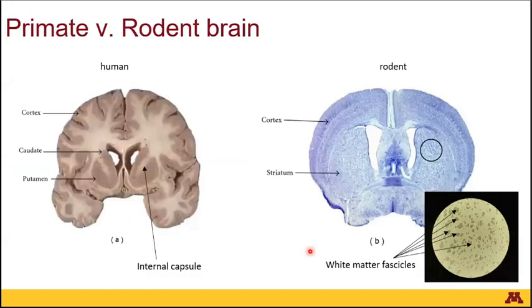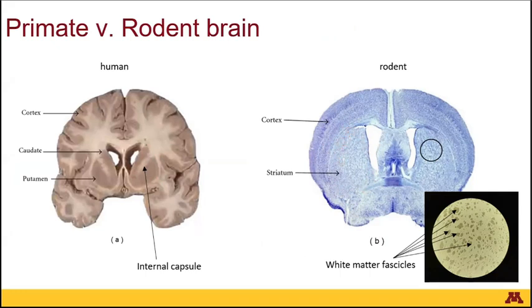In humans, the striatum is separated into the caudate and the putamen, and they are separated by the internal capsule, which is a bundle of white matter traveling to and from various brain regions. But in rodents, there is no separation of caudate and putamen. Instead, they're one structure with white matter fascicles running perpendicularly through it.